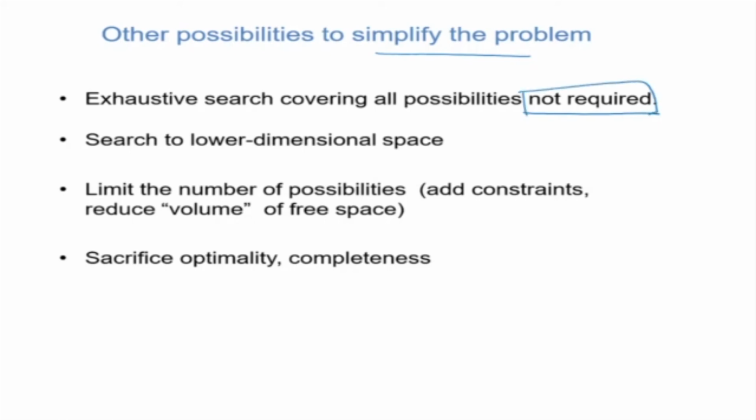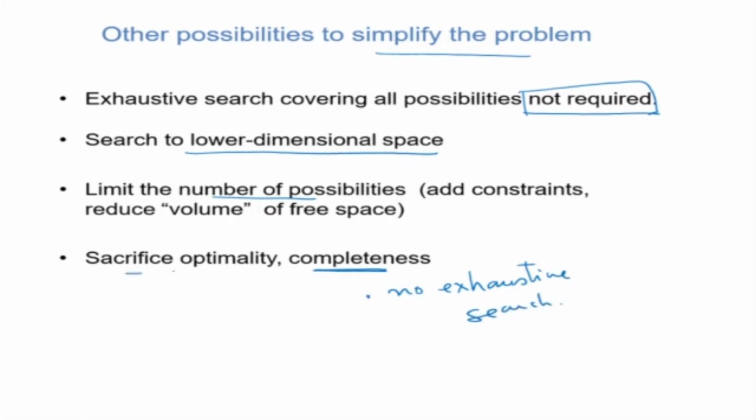So we can search in a lower dimensional space, and limit the number of possibilities, either by adding constraints or by reducing the volume of the free space. Now if you do that, you are going to sacrifice completeness, in terms of not having exhaustive search. So this is something that will happen.